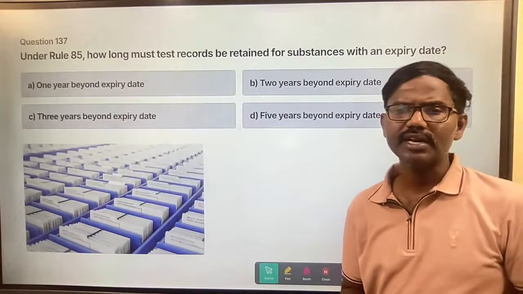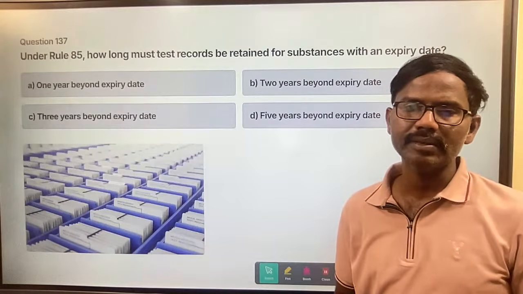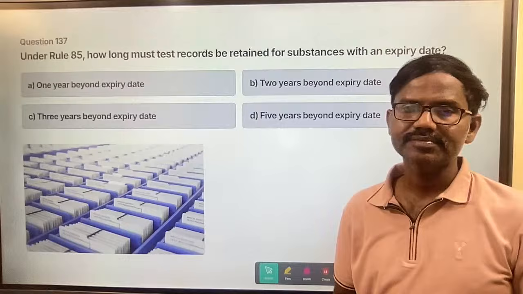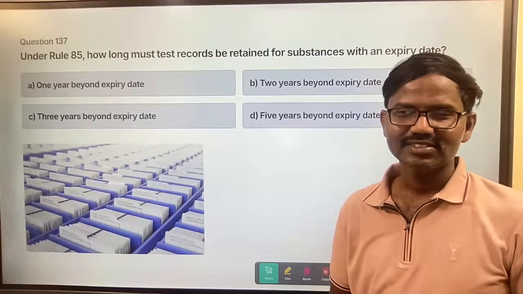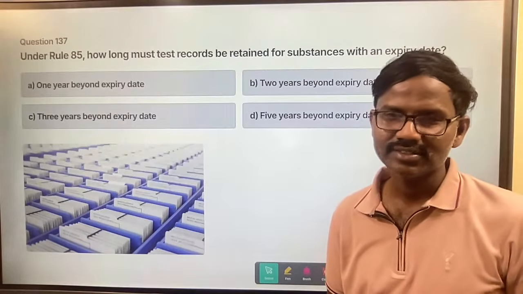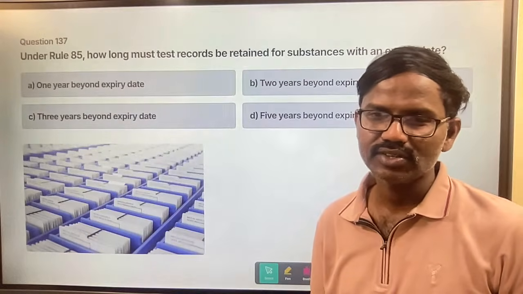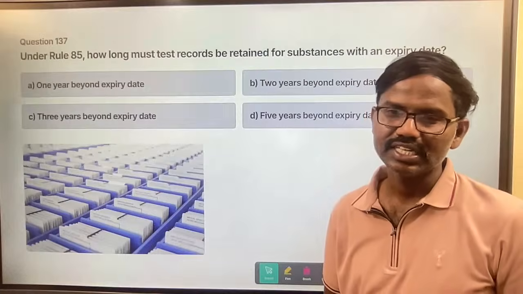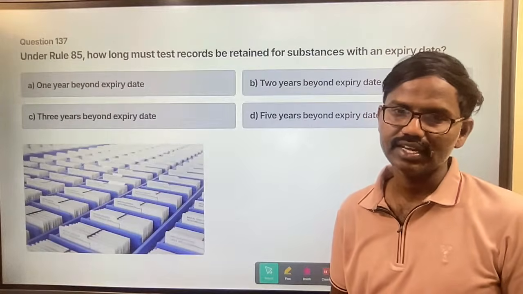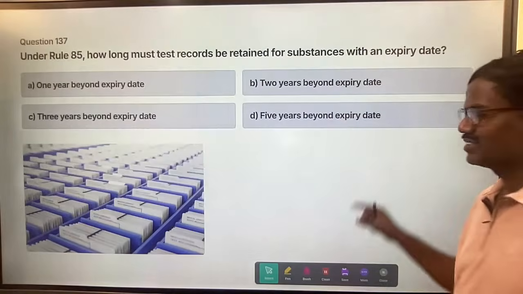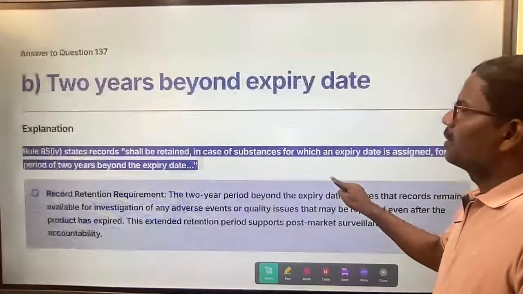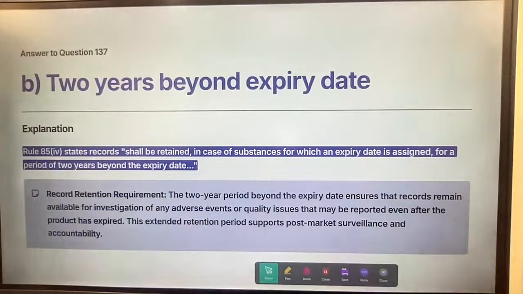So for a device without an expiry date, how many years do you have to maintain the records? Without expiry. Those who tell this answer will get a chocolate. I will send you a chocolate. No, not 5 years. Don't get confused. It is 6 years. Okay. Yes, Pawan, you will get the chocolate. Yes, good. 6 years, right? And yes, 2 years beyond expiry date.